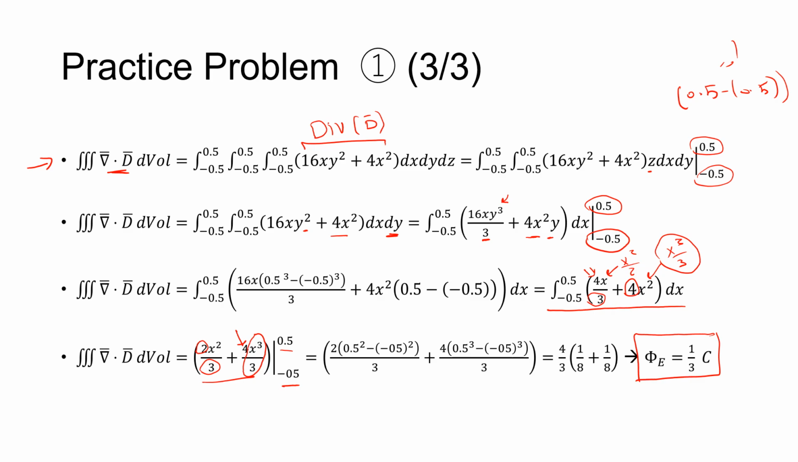And don't forget, psi is just equal to the charge. This is what we have learned from Gauss's law. It's just equal to Q enclosed. So units will be the same. This is coulomb and this is also coulomb.